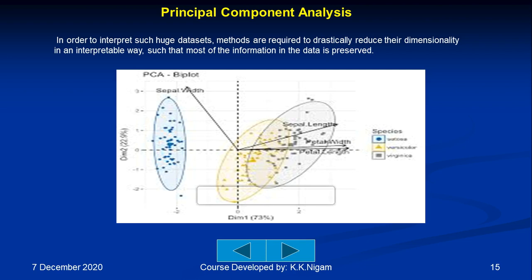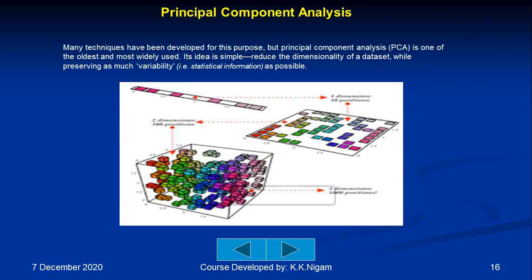Now, in order to interpret huge data sets, methods are required to drastically reduce their dimensionality in an interpretable way, such that most of the information in the data set is preserved. So that is the objective, so that the loss in the data should be as minimal as possible. Many techniques have been developed for this purpose, but principal component analysis is one of the oldest and most widely used. Its idea is simple: reduce the dimensionality of the data set while preserving as much variability, that is statistical information, as possible.